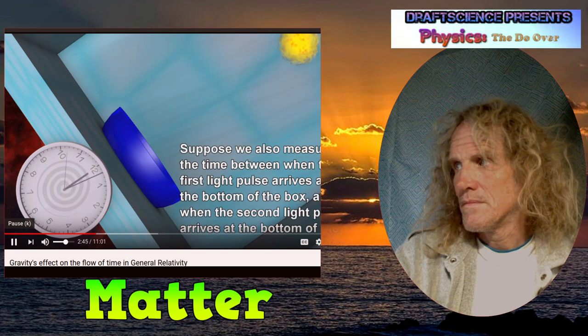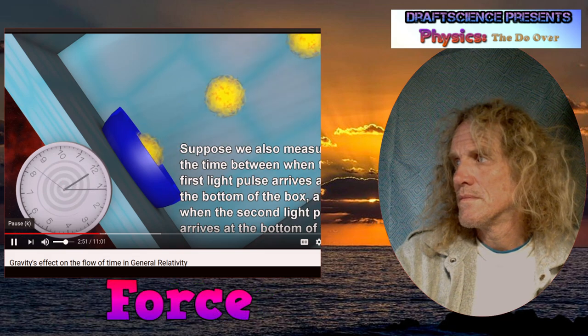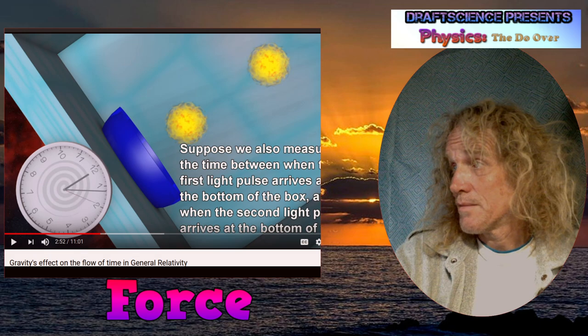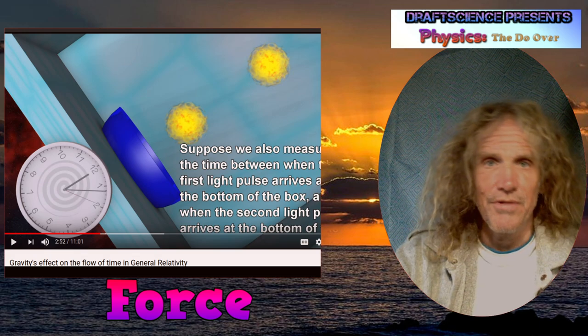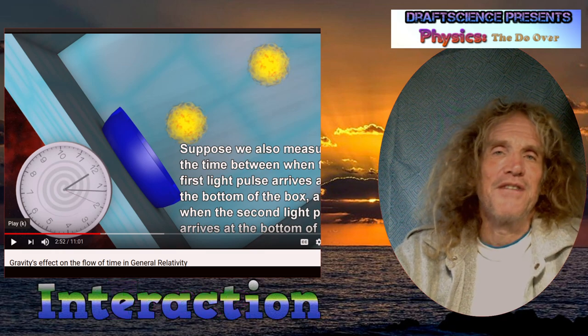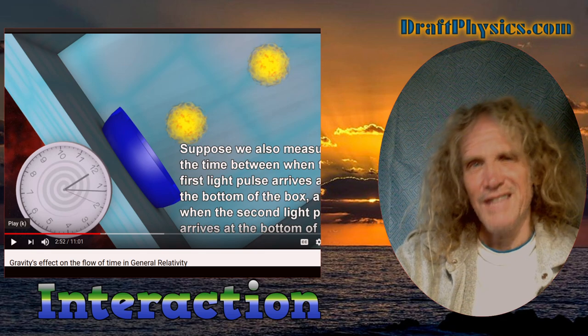Suppose we also measure the time between when the first light pulse arrives at the bottom of the box and when the second light pulse arrives at the bottom of the box. Yes, well, when you measure that time, you're going to get a distorted answer because you're going to keep moving the measuring tool. So you're not going to be able to measure that longer distance created by the other end because your measuring tool is taking distance away.